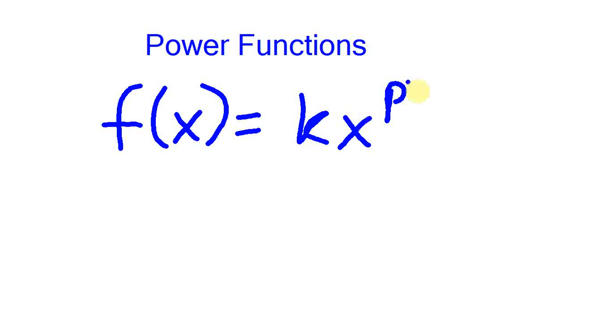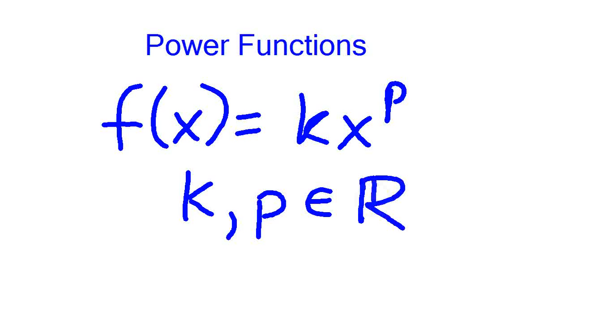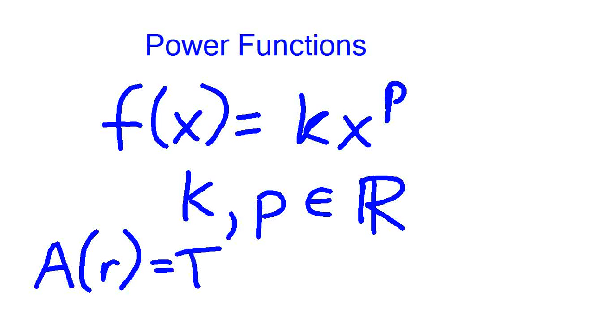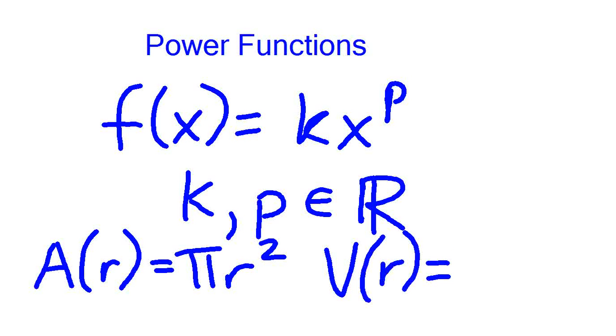So k and p are just real numbers. They can be any real numbers. Okay, what are some examples of power functions? Well, you could have, for example, the area of a circle, which is just pi r squared. Likewise, the volume of a sphere is 4/3 pi r cubed. And these are power functions.